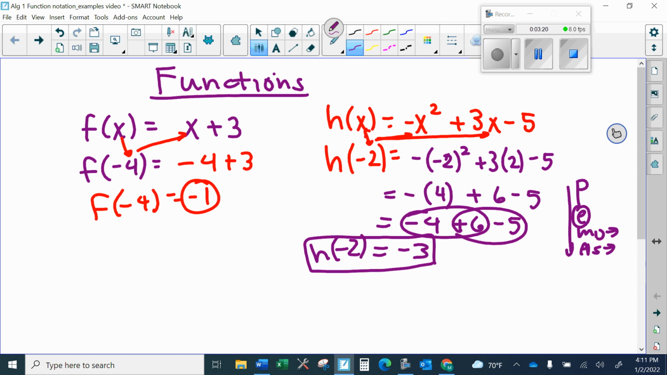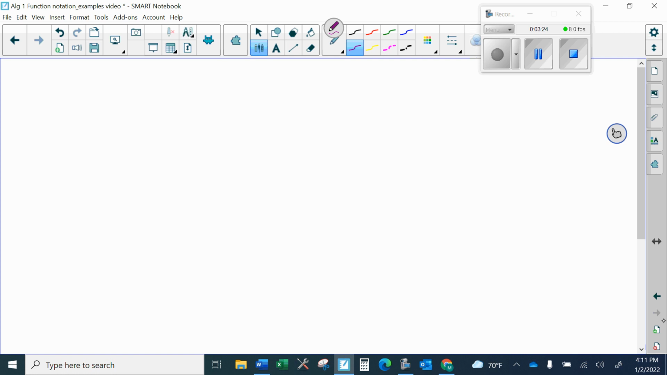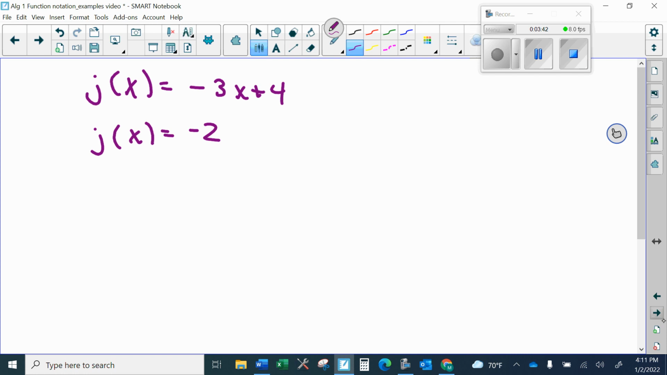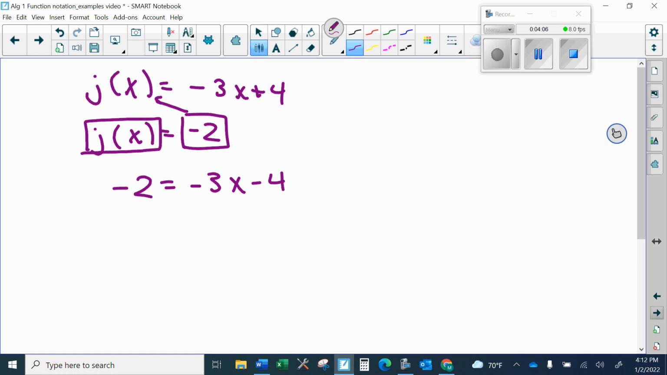Okay, all right, so next, say the j of x equals -3x plus 4. And this time, if you happen to see that the j of x equals, let's say, -2. Okay, now this is just a little bit different. Notice I don't just substitute in for x. I don't have a number I'm plugging in there. But this says anytime you see j of x, I can substitute in -2. So this -2 is taking the place of that j of x right there. So now I get -2 equals -3x plus 4.